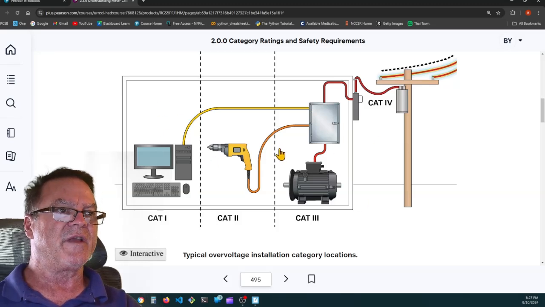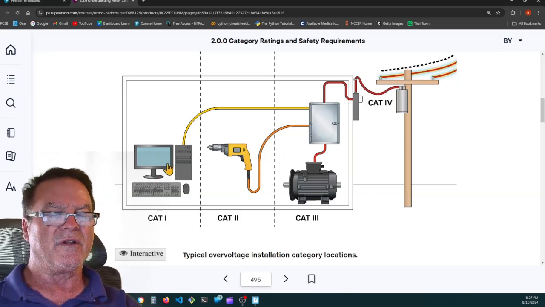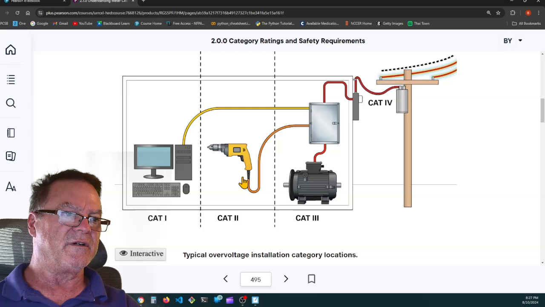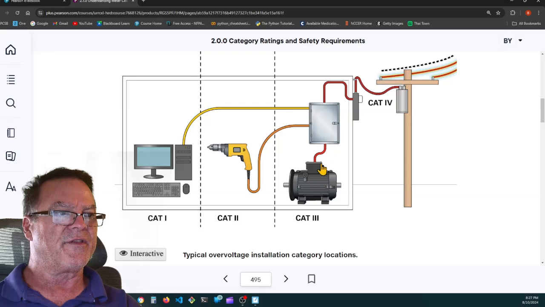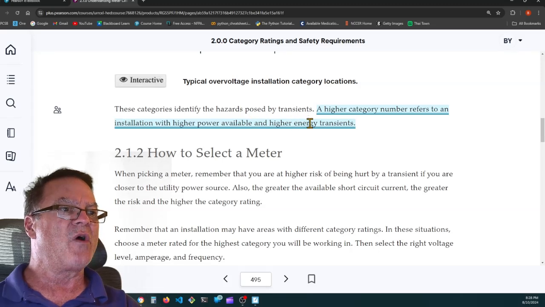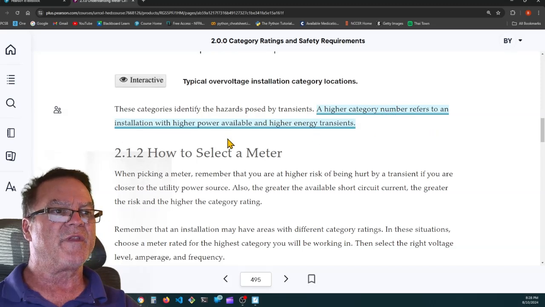So here's a nice diagram of that. Electronic equipment, low voltage is Category 1. Category 2 is 120 volt power tools. Category 3 is three-phase panels and motors coming from the load side of the meter. Category 4 is the service incoming line and anything upstream of that. These categories identify the hazards posed by transients. Here's a highlight. It says a higher category number refers to an installation with higher power available and higher energy transients.